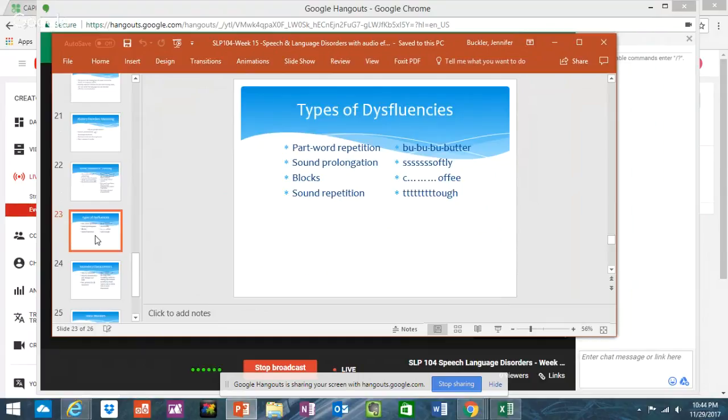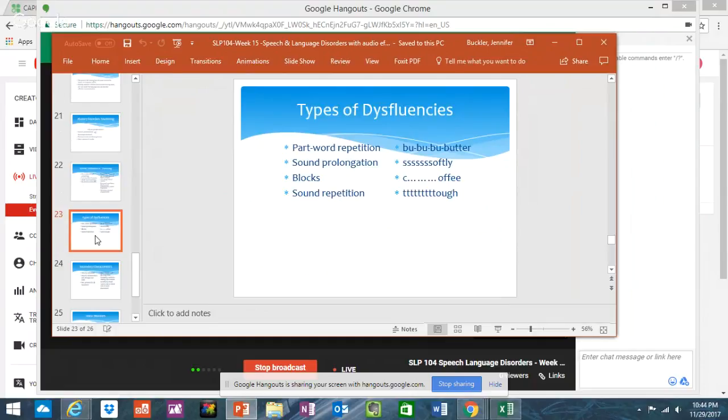A block is almost like that break in airflow, so we'd say "com... puter," and there's a break between audible parts of the word. Sound repetition is just that, where the sound in the word is repeated. So it would be like "t-t-talking to you."